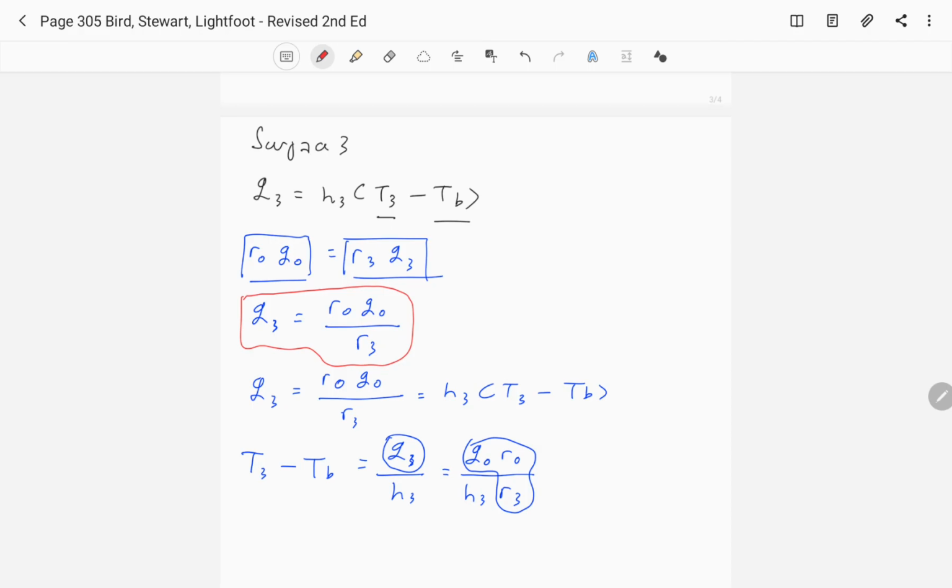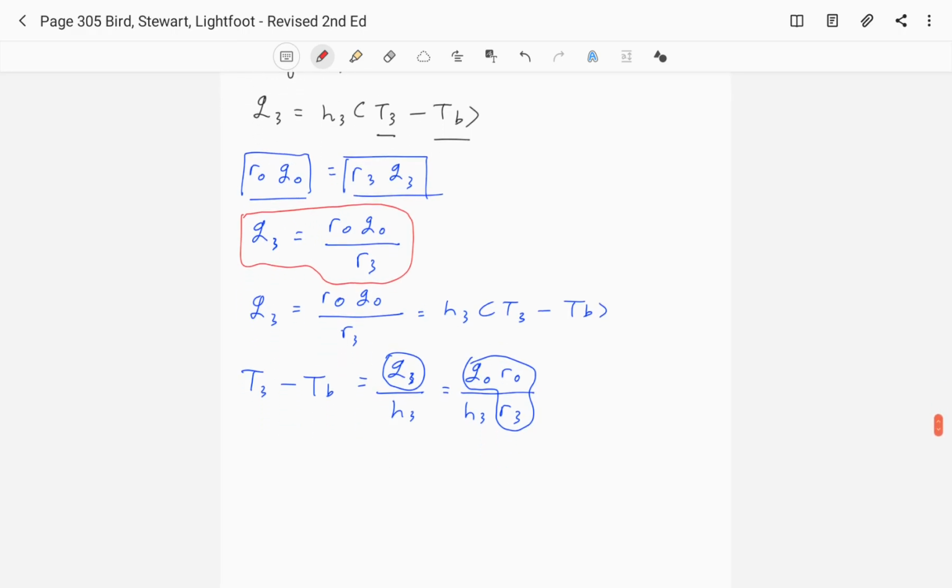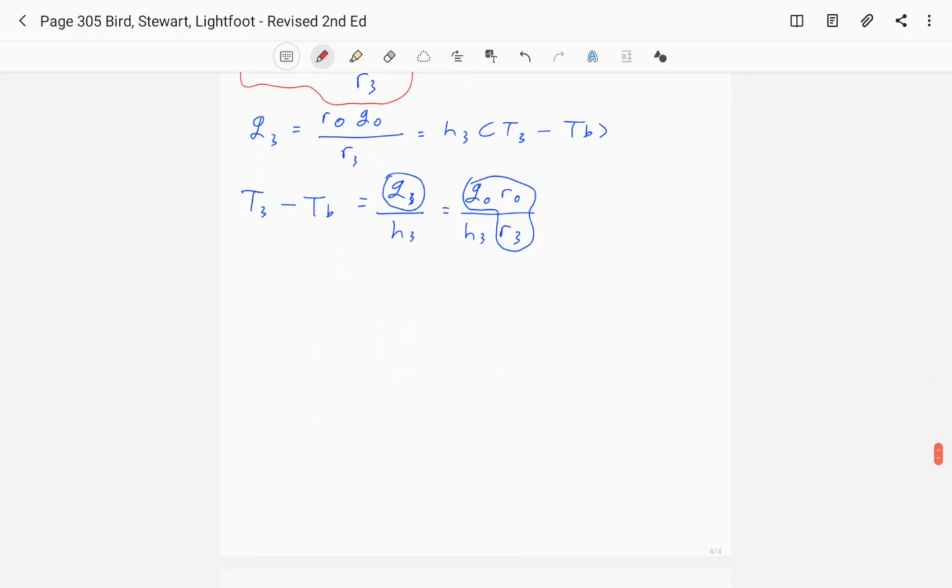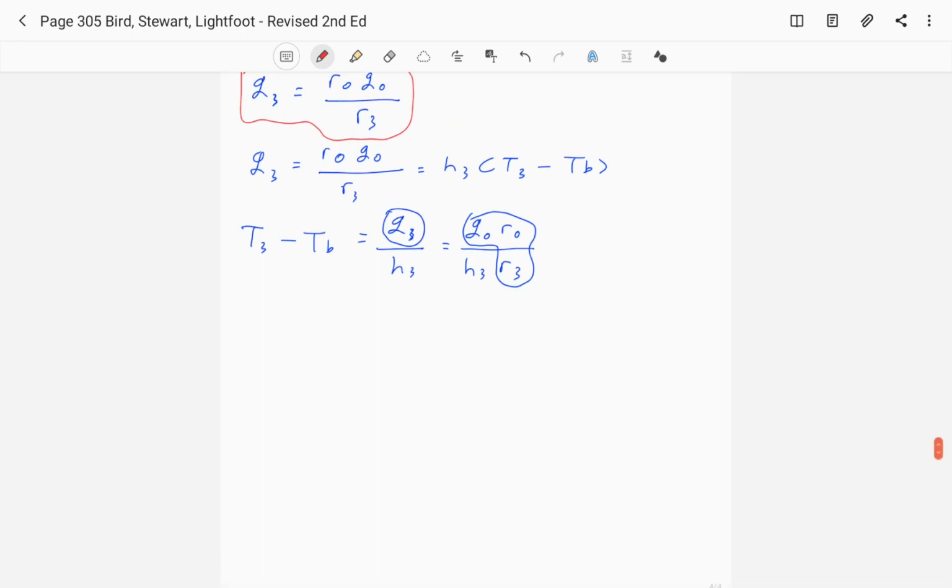Then we can continue by adding these five equations, which we will continue in our next video.